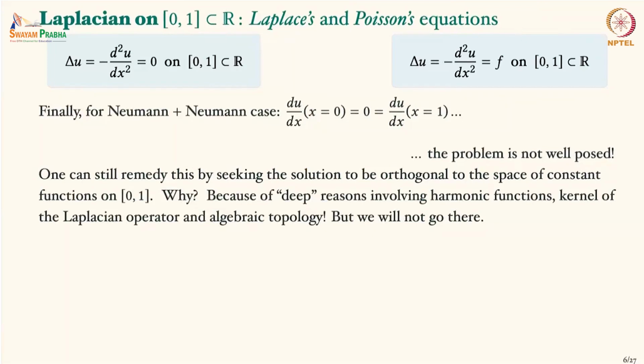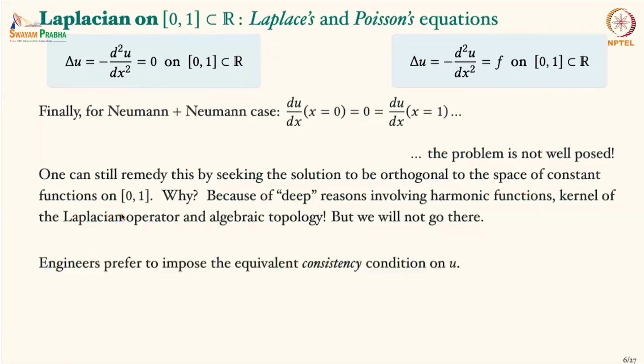So there's some algebraic topology, which is a field in mathematics that kind of pops up here in studying analysis, and there are reasons with these so-called harmonic functions and how they are related to the topology and so forth. And that is a reason why you need this orthogonality to the space of constants.